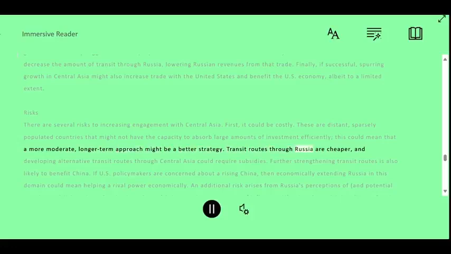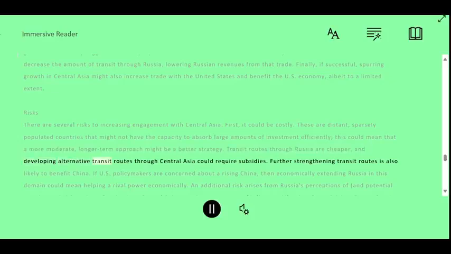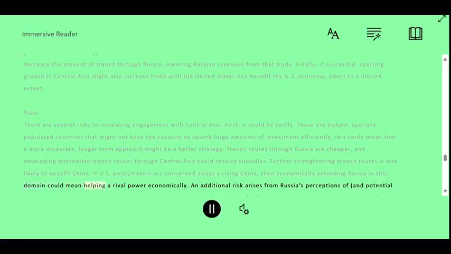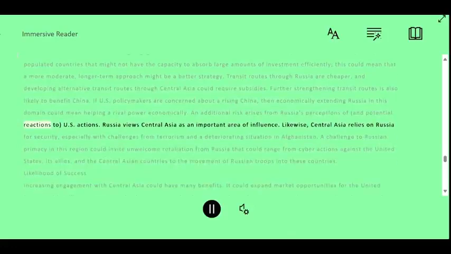Transit routes through Russia are cheaper, and developing alternative transit routes through Central Asia could require subsidies. Further strengthening transit routes is also likely to benefit China. If US policymakers are concerned about a rising China, then economically extending Russia in this domain could mean helping a rival power economically. An additional risk arises from Russia's perceptions of and potential reactions to US actions.